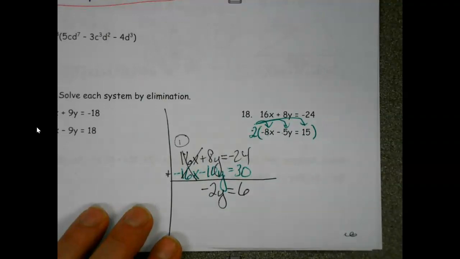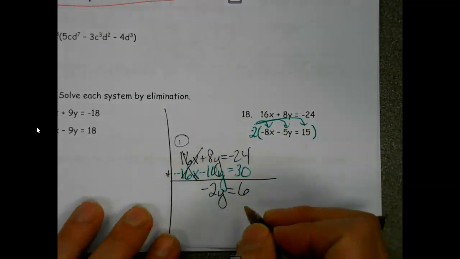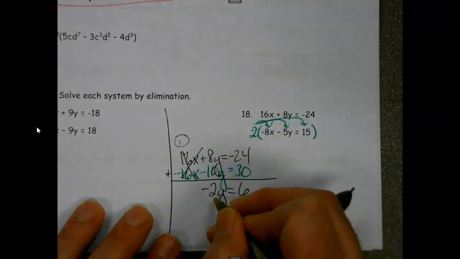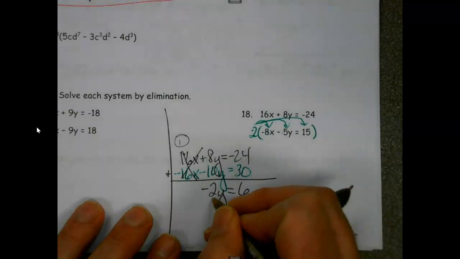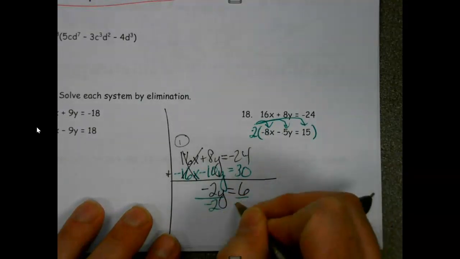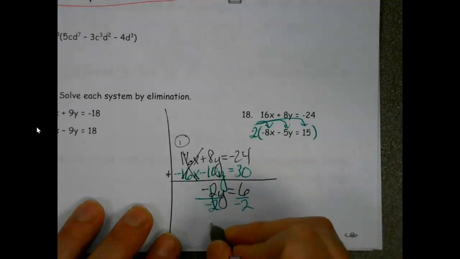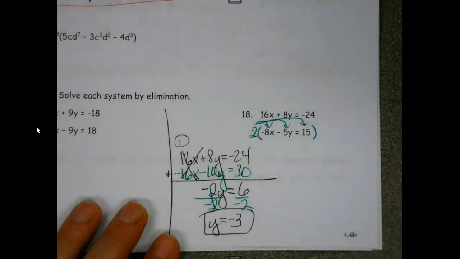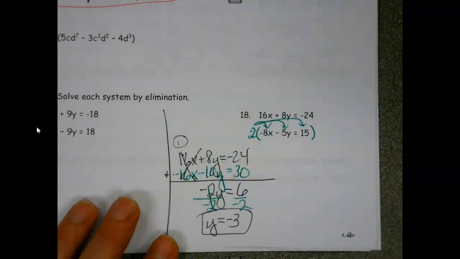What's my one last step to get y alone now? How do I undo multiplying by negative 2? Divide. Okay, so I've got my y, but I'm not quite done.